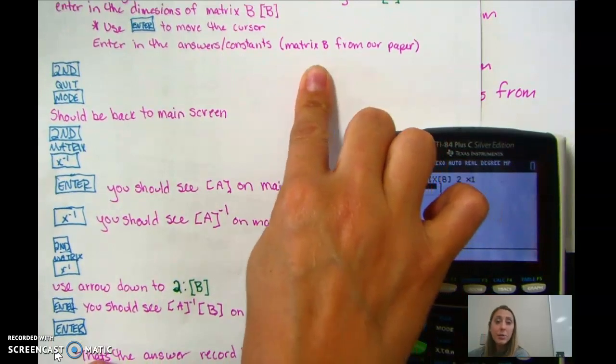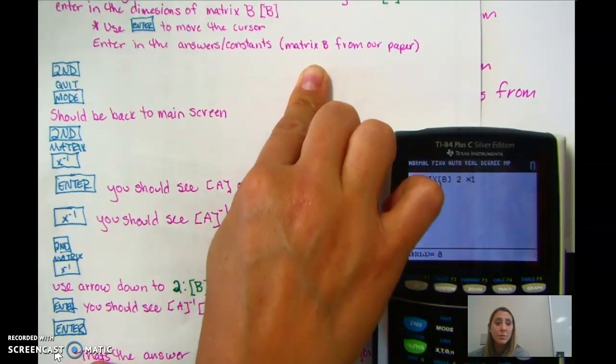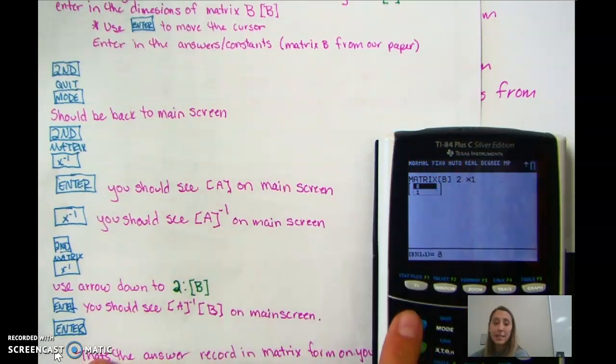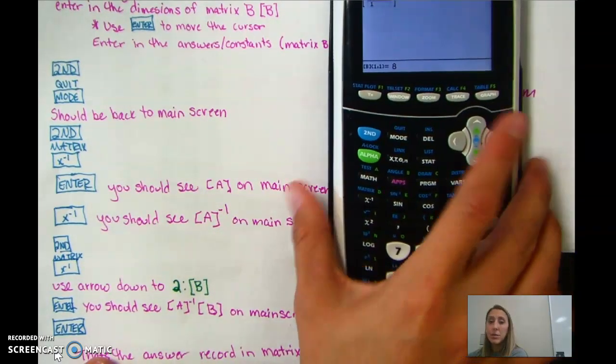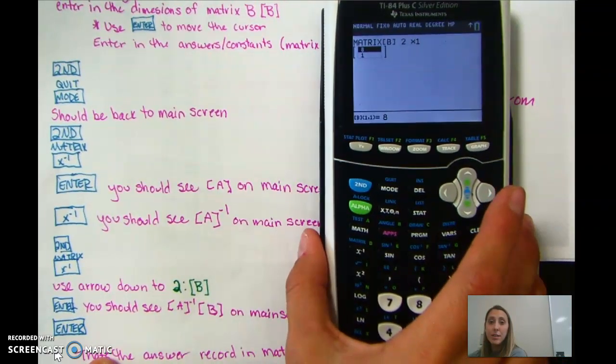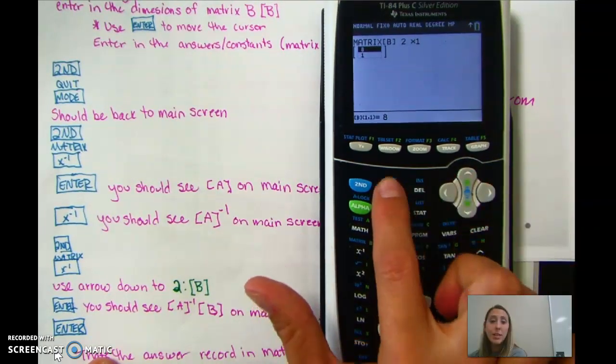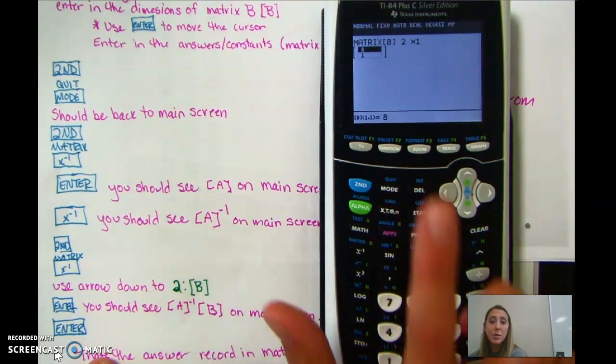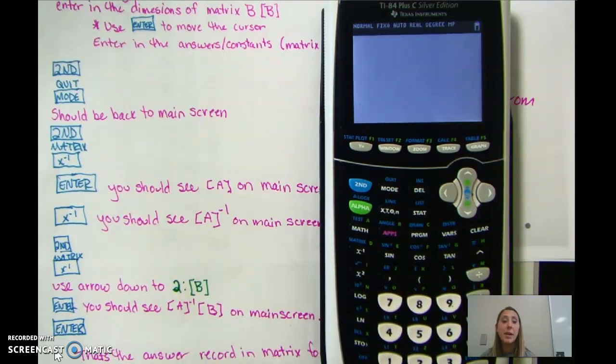I am going to post these notes on my Google Classroom. Then we're going to hit second. Let me get a little bit closer. Second, you should have. And then we're going to hit this mode key that says quit. So it's second, quit. And you should come back to the main screen.